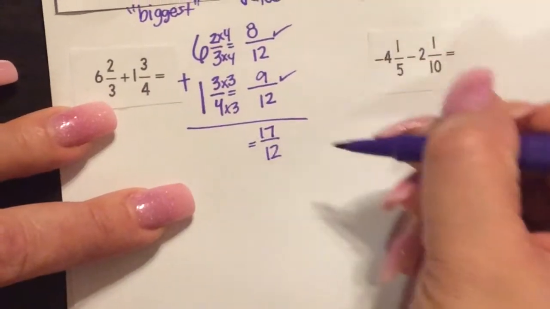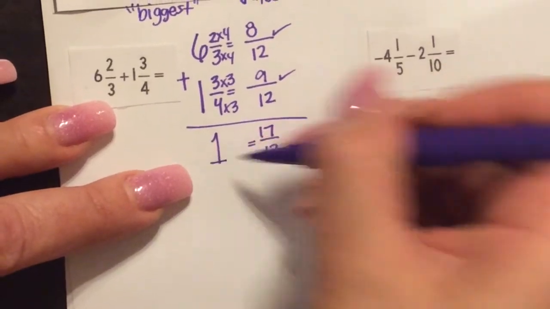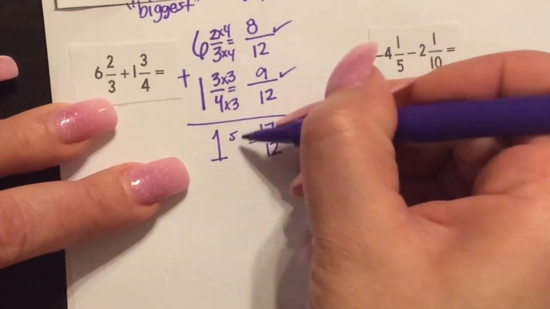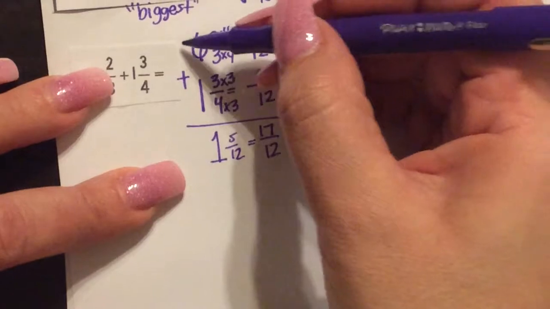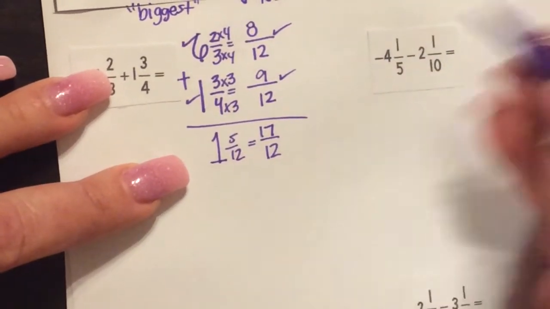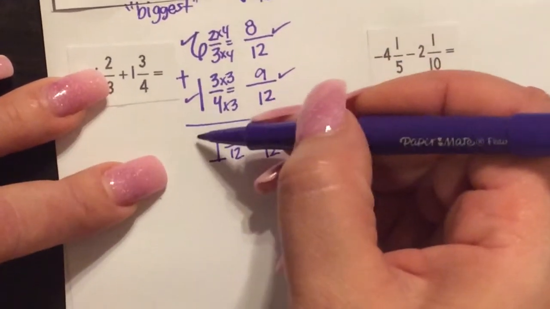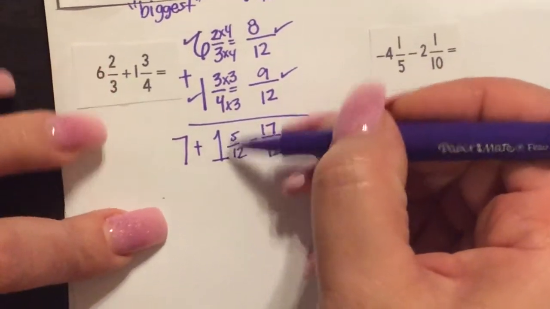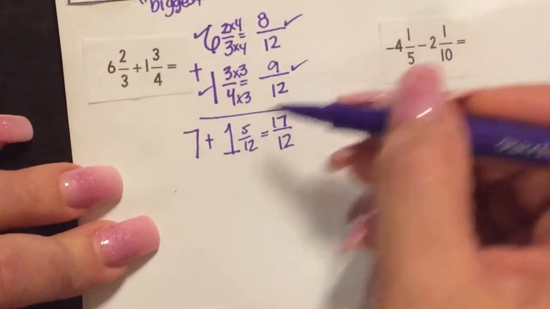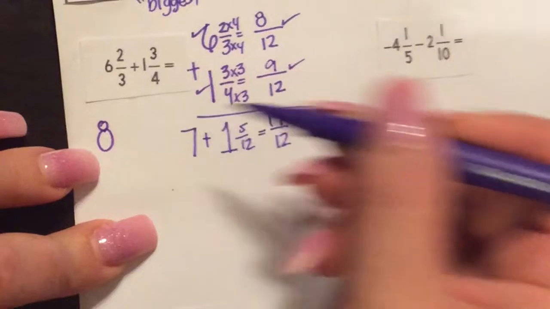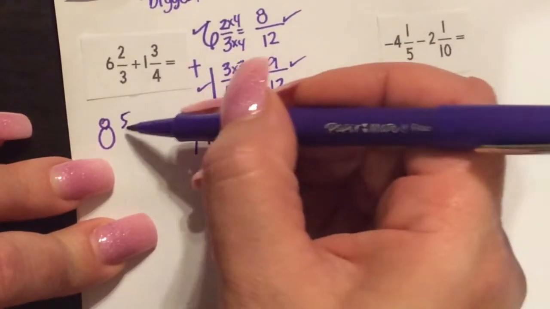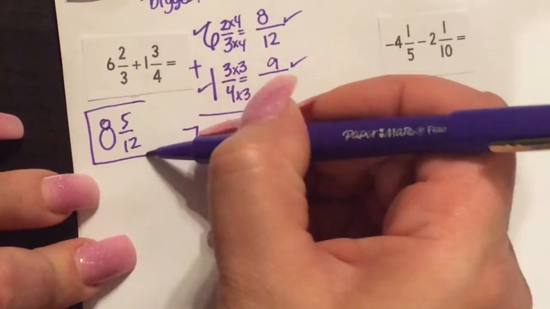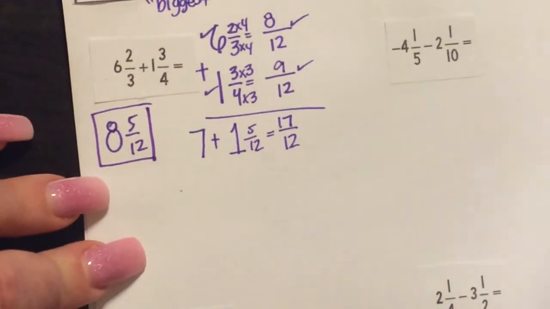Then we turn this into a mixed number. I know this is 1 whole number and 5 twelfths. I must not forget these whole numbers that I had originally here. So I need to add 6 and 1 is 7, plus this 1 whole number that we figured out previously. So the final answer is going to be 8 and 5 twelfths. And there you go. You box that answer.